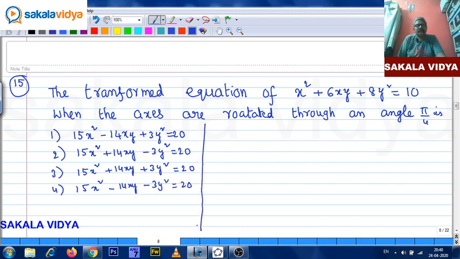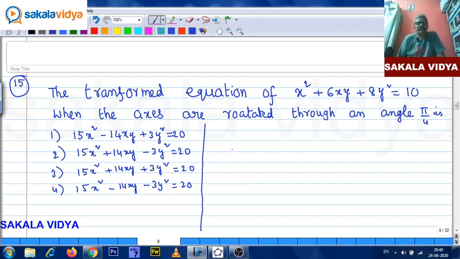So, this I will give as a suggestion to you and you do it at your home. So, what is to be done? You need to find the new coordinates and substitute them in the given equation, and you get the transformed equation.